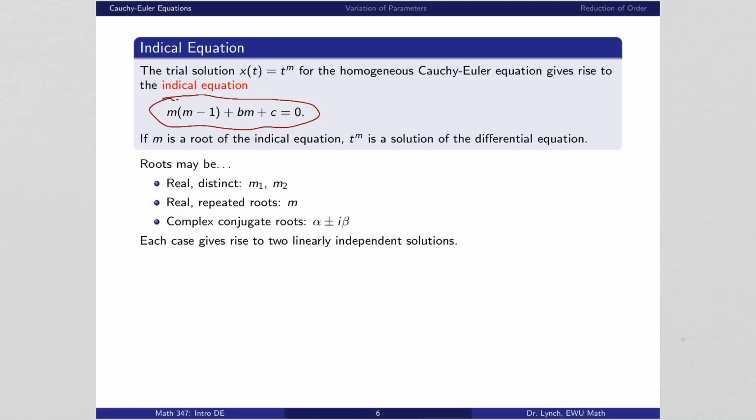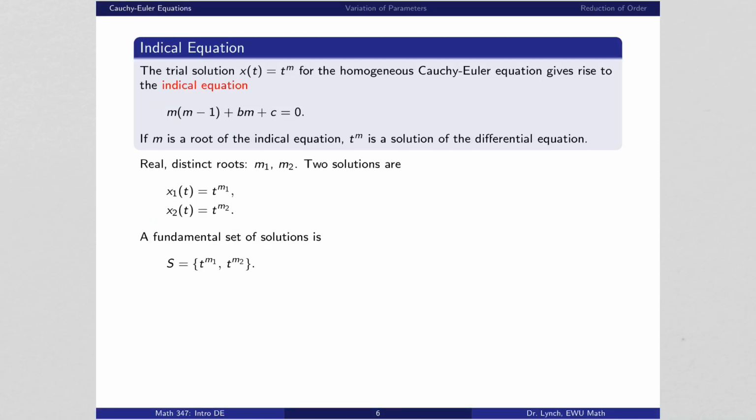As you might imagine, just like before with our constant coefficient differential equation, although this one is different, we gain the same intuition that each case gives rise to two linearly independent solutions. So if you have real distinct roots, here I'll call them m1 and m2, one solution is t to the m1 and the other solution is t to the m2, and lo and behold, those functions are linearly independent. So together they form a fundamental set of solutions.